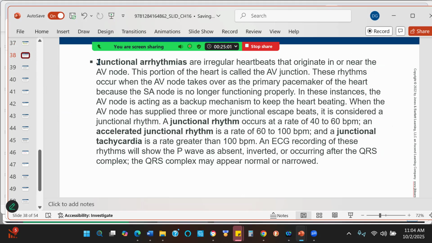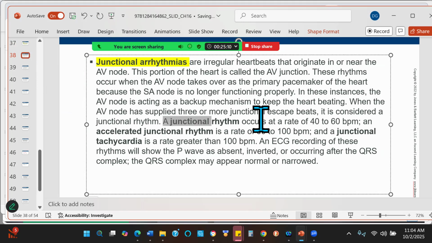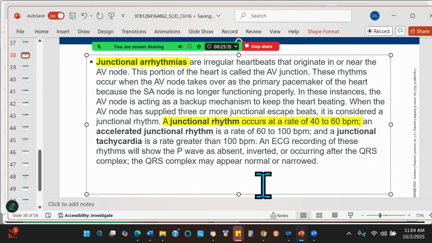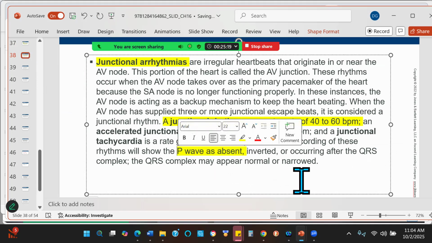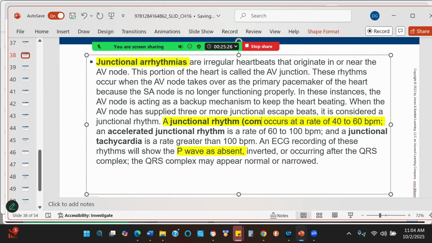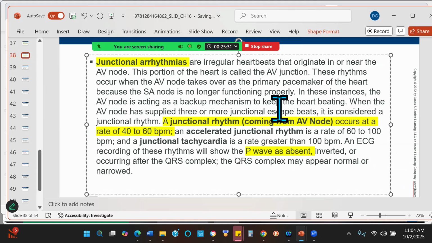Junctional rhythms: if the SA node is not doing its job, the AV node will take over as the pacemaker, but it takes over at a slower rate, usually about 40 to 60. Here's the key thing: you won't see a P wave. If it's a junctional rhythm, meaning it's coming from the AV node, let me actually just add that right there. Junctional rhythm coming from AV node, then there will not be a P wave.